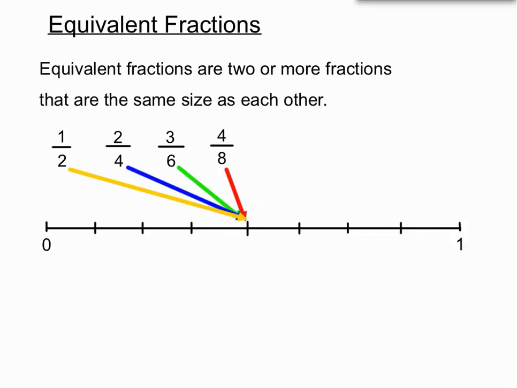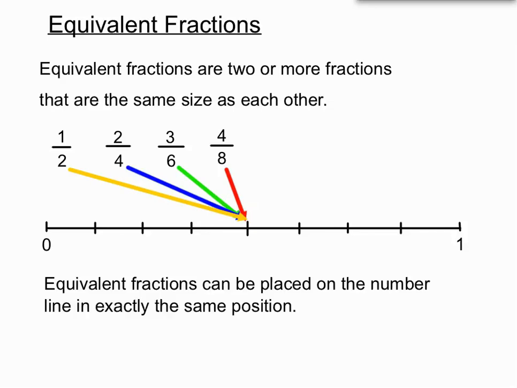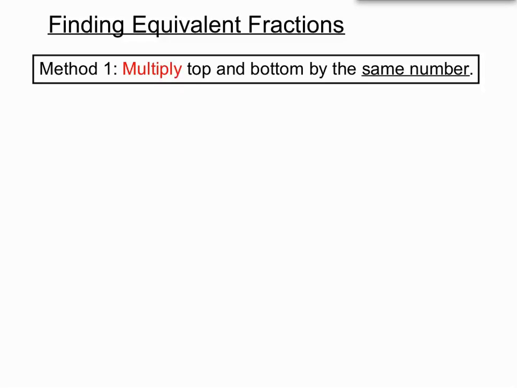So let's compare all those. They're all positioned on the number line. A half, 2 quarters, 3/6, and 4/8 are all positioned on the number line in exactly the same position. That illustrates how they're equal to each other in size, so they're called equivalent fractions. Now, how do we find an equivalent fraction? Well, there are two methods. We're going to look at method 1.